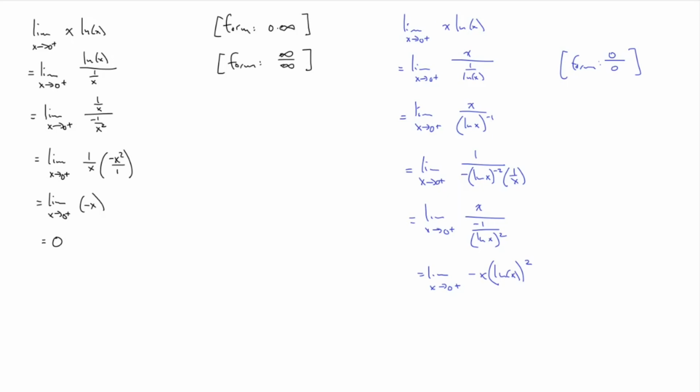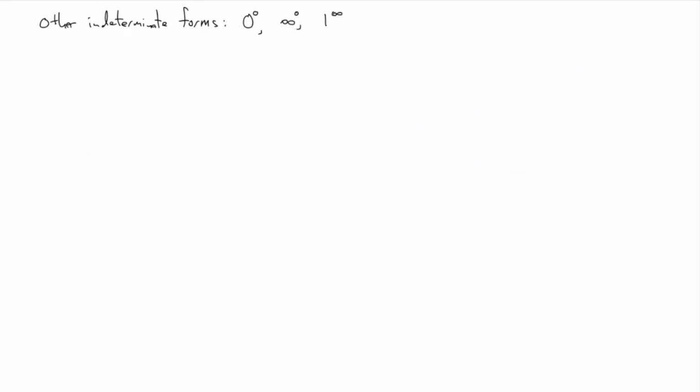Well, if you try it one way and it gets worse, stop, go back, and try it the other way, and that will probably make it better. Here are the other indeterminate forms. Something of the form 0 to the 0, infinity to the 0, or 1 to the infinity.